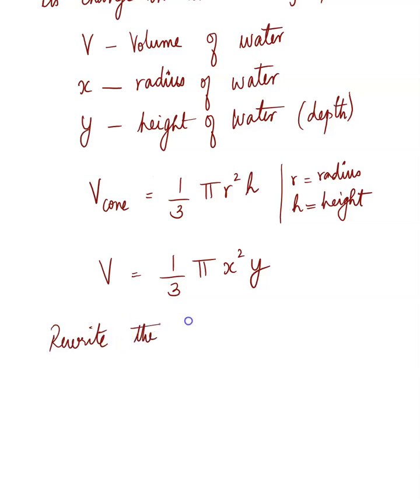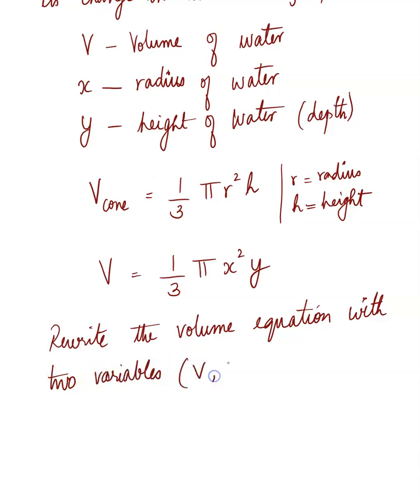Rewrite the volume equation with two variables. The three currently are V, x, and y. We only want the V and the y. So what is the relationship that I can use so that I can rewrite the x in terms of y, because that's the only other way we can do it?